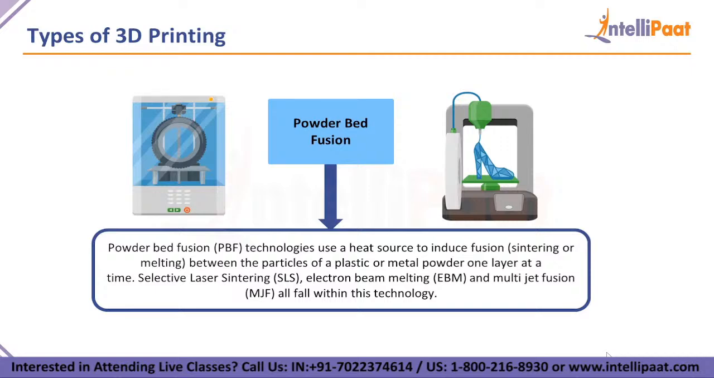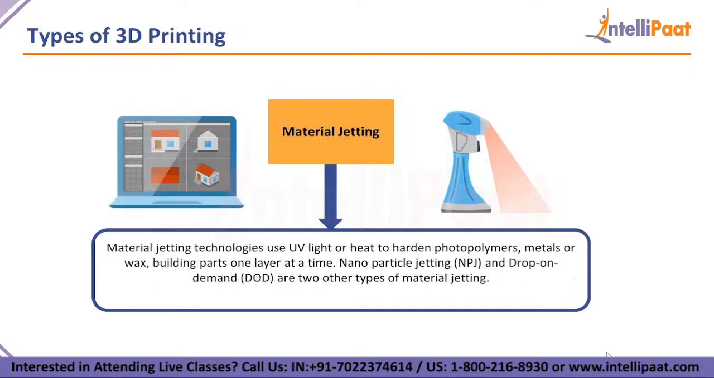All in all, powder particles are fused by a high energy source. After this, we have the material jetting. In this, droplets of liquid photosensitive fusing agent are deposited on a powder bed and cured by light. Material jetting technologies use UV light or heat to harden photopolymers, metals or wax, building parts one layer at a time. Nanoparticle jetting or NPJ and drop on demand DOD are two other types of material jetting.